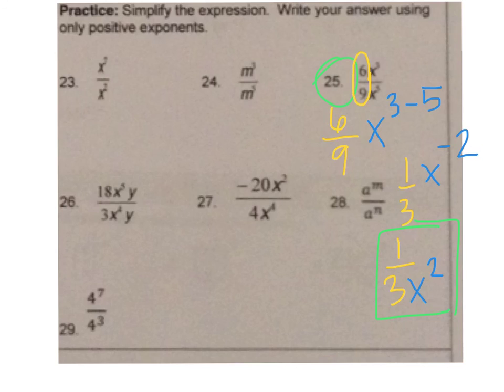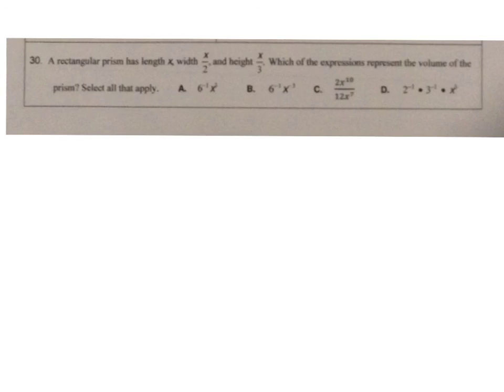All right, now you try numbers 23 and 24, and then 26 through 29. Once you have completed those problems, I want you to attempt number 30. At least try to set it up and have something written down so that you could make your best educated guess and at least be able to circle something. But try to set something up for number 30.